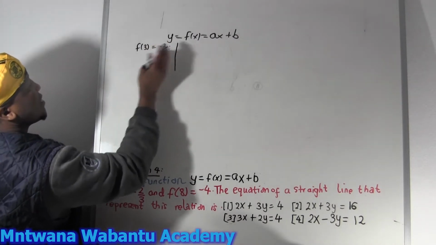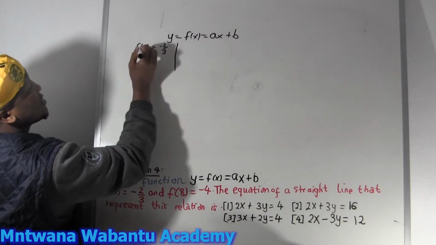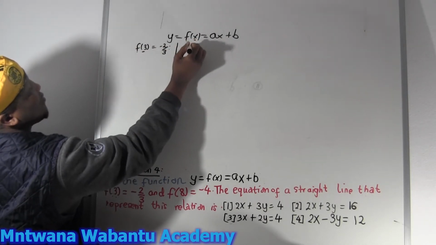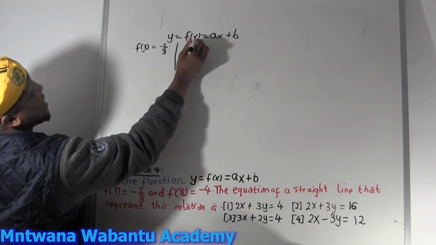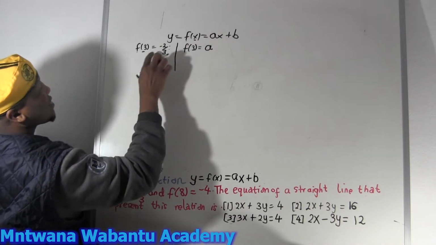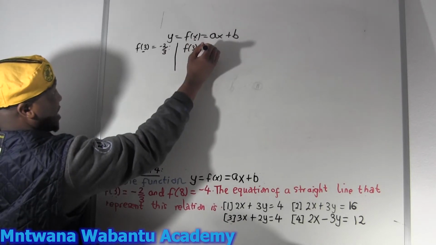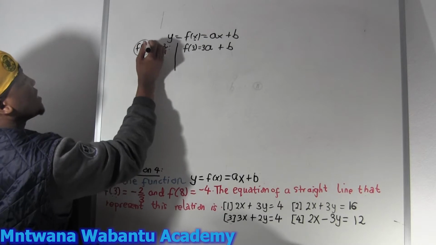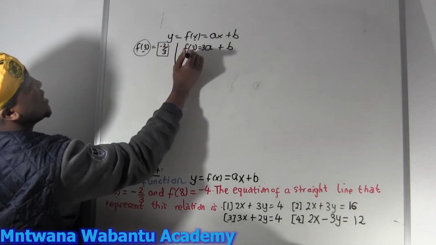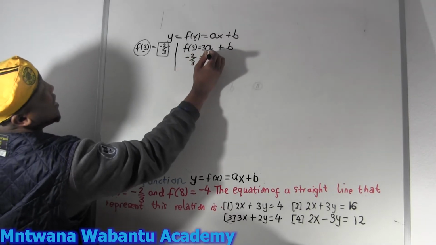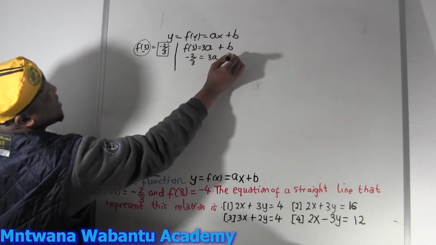So now let's come here. x equal to 3 means f of 3. What is my x? x equals 3, so a times x, a times 3, so it's going to be 3a, now plus our b. But we know f of 3 equals negative 2 over 3, so instead of f of 3, I'll say negative 2 over 3. So you have 3a plus b.